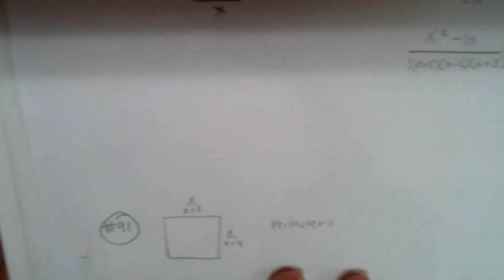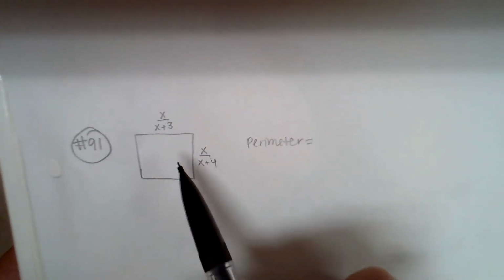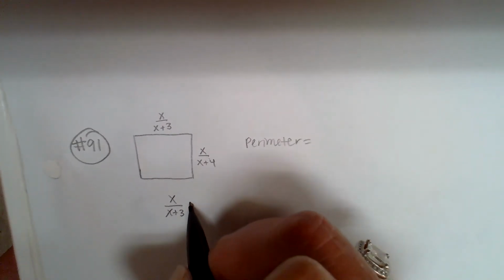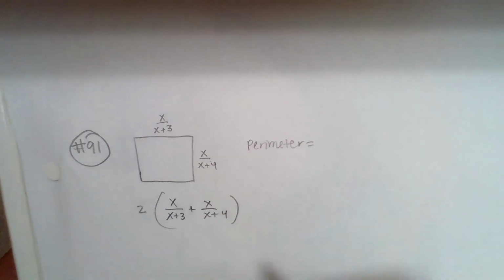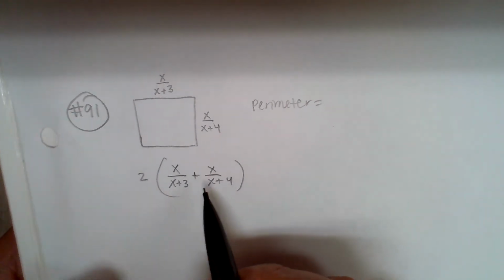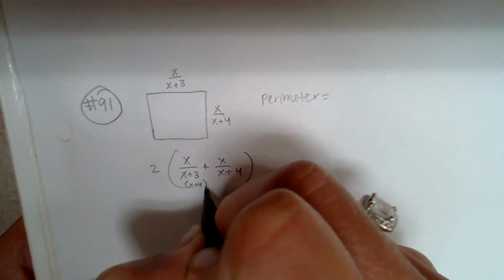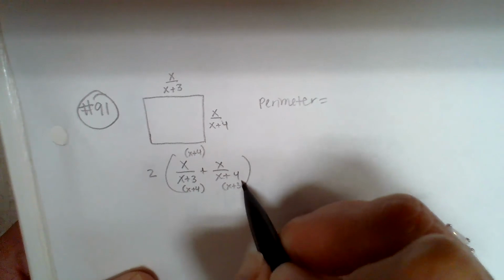And then in 91, they want the perimeter. So this plus this, and then we're essentially going to double it. So x over x plus 3 plus x over x plus 4, and we will eventually double that. I'm going to focus my attention here for a minute. In order to add these, I need a common denominator. So this one needs an x plus 4, and this one needs an x plus 3.